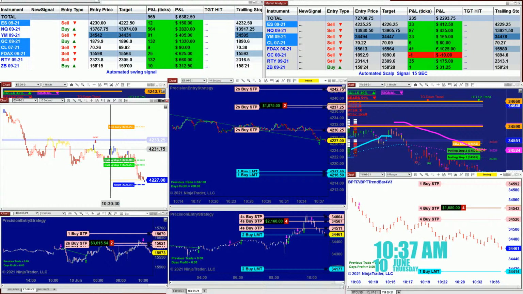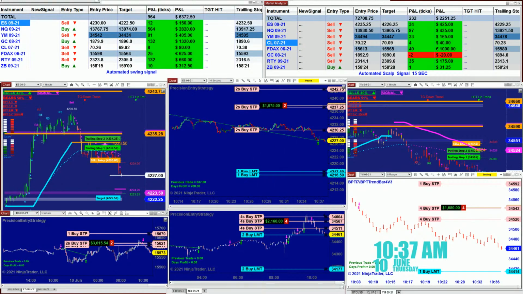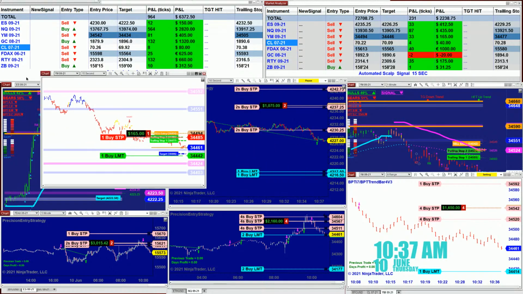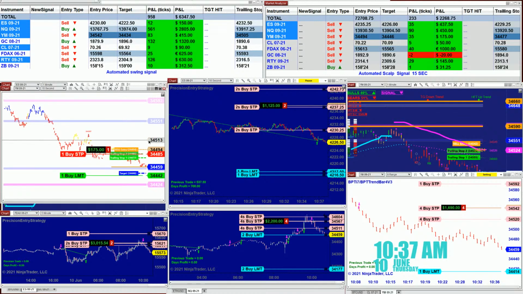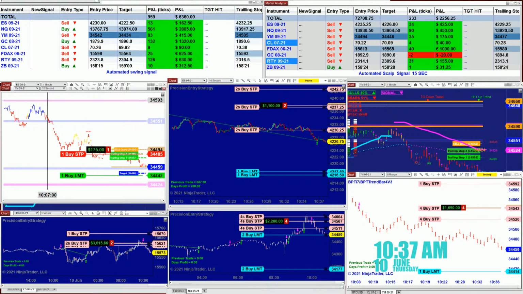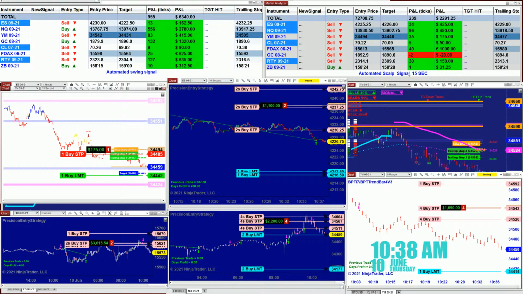Beautiful trade. On the ES, we are done with that trade. On the scalper, we are done with it. And the YM is about to be done as well. Broke even, and then we are going to the target. This one here is the 15 second coming from the market analyzer from the right upper corner. This is 15 second, and that one is 15 second.